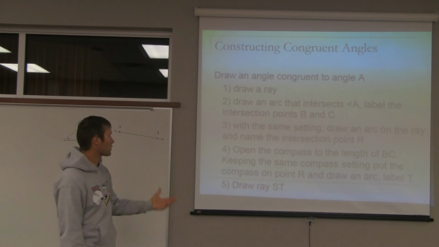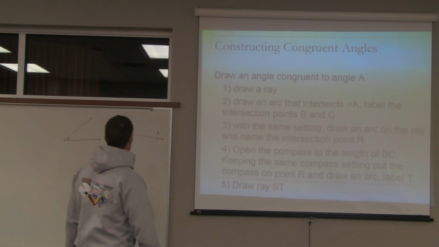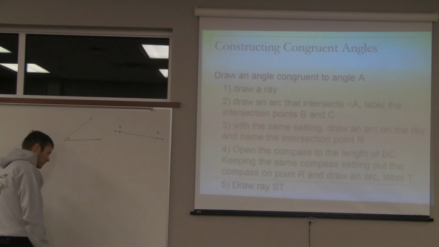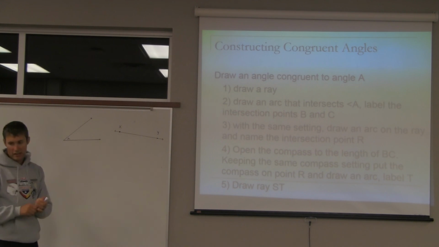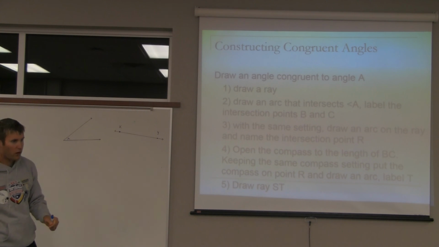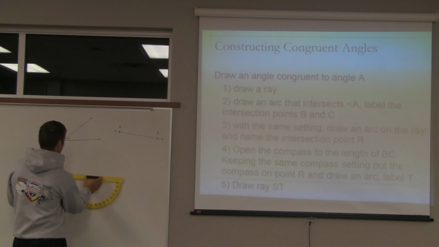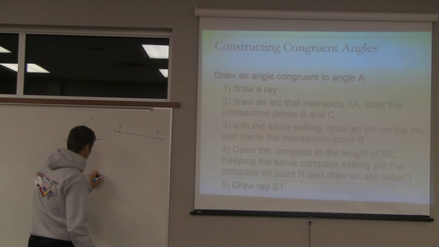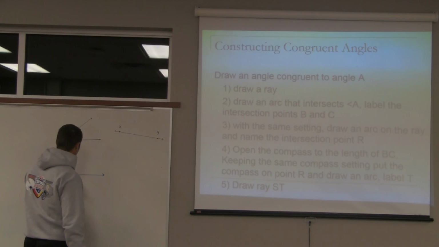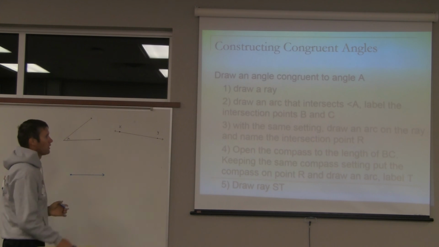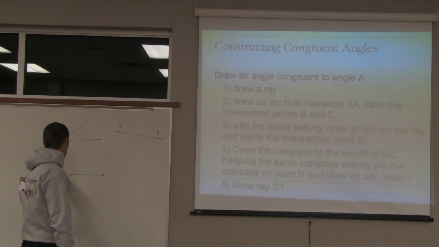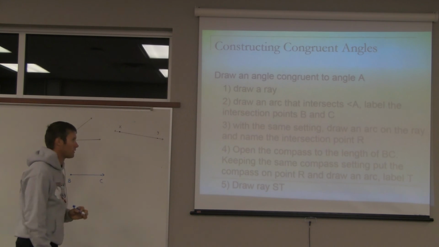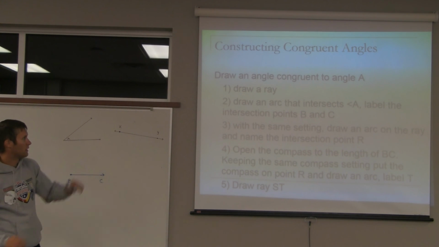What we're going to do is draw an angle that's congruent to angle A. Here's my angle A right here. As we go through, we'll do it step by step. First thing it says, draw a ray. Remember, a ray has one side that has an end point. So you take your straight edge, draw a ray, and we'll label it BC. So this will be ray BC. So that's step one.